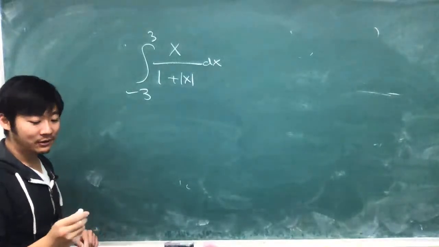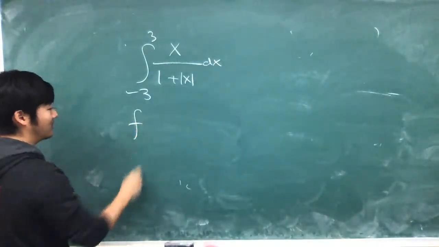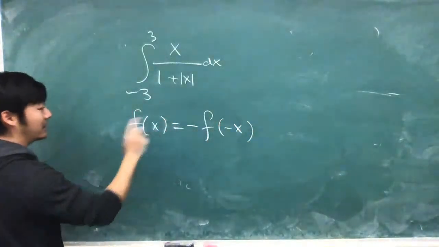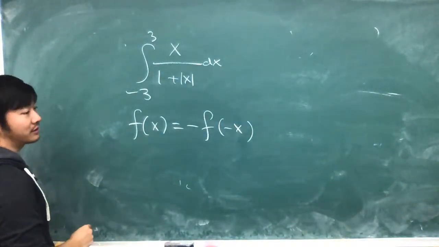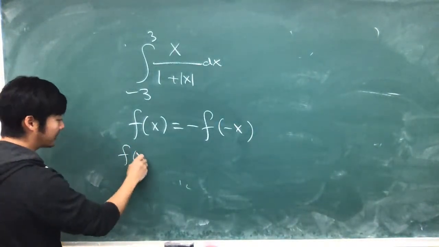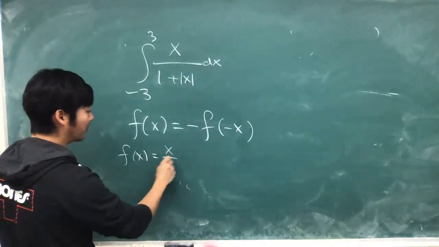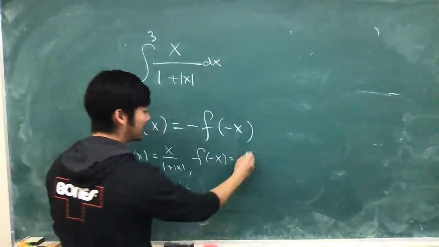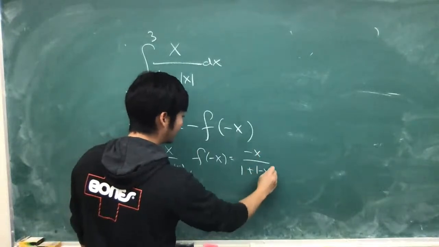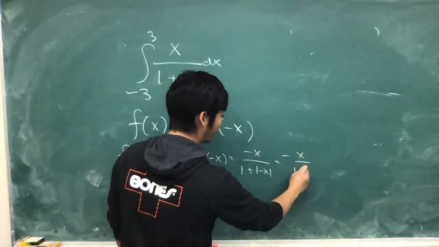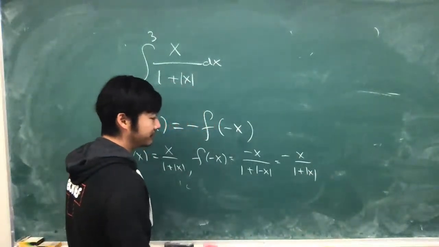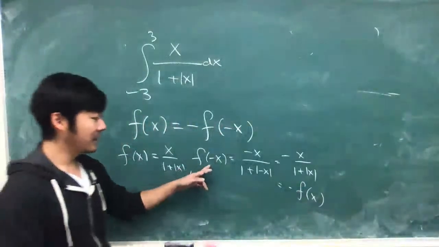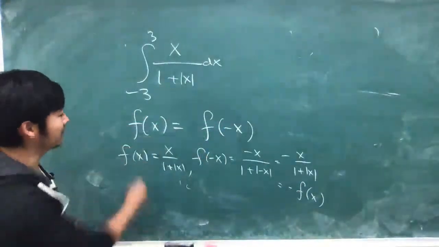So if the function is an odd function, then you're done because it's going to be 0. An odd function is if you plug in negative, then it's the negative of the original function. So if f of x is x over 1 plus absolute value of x, then f of negative x is going to be negative x over 1 plus absolute value of negative x, which is negative x over 1 plus absolute value of x. So that's just negative f of x. So the negative sign went outside.